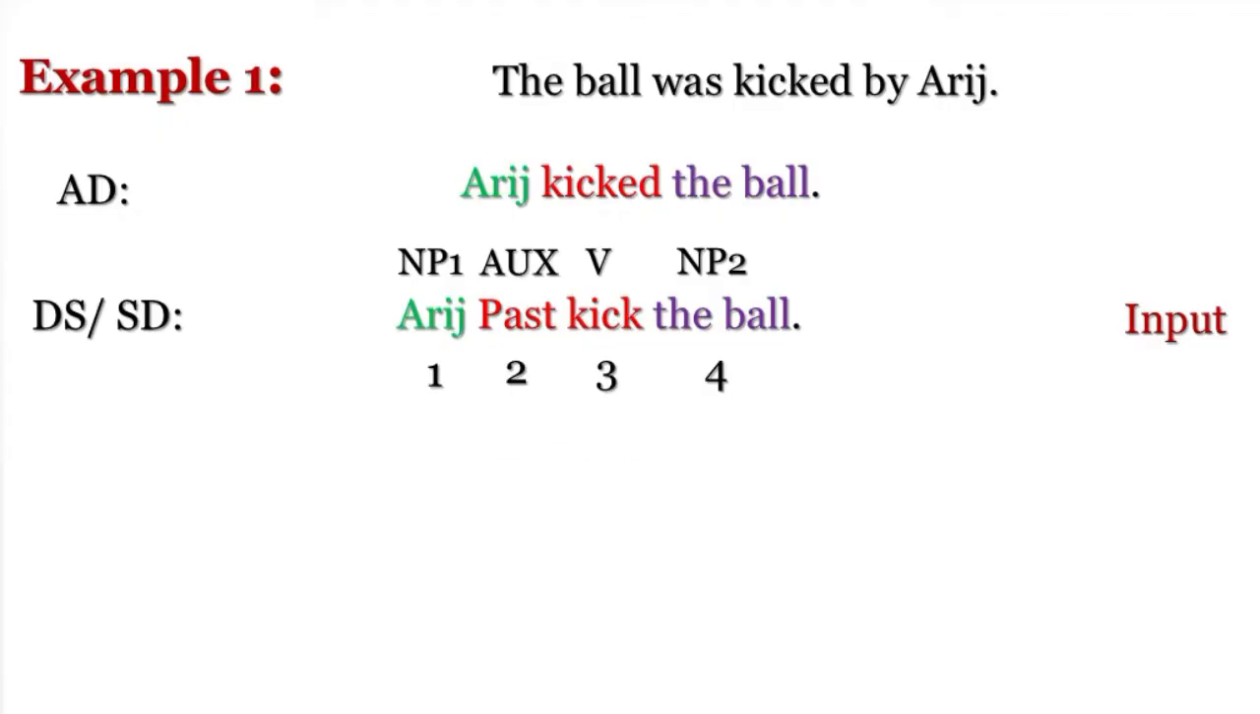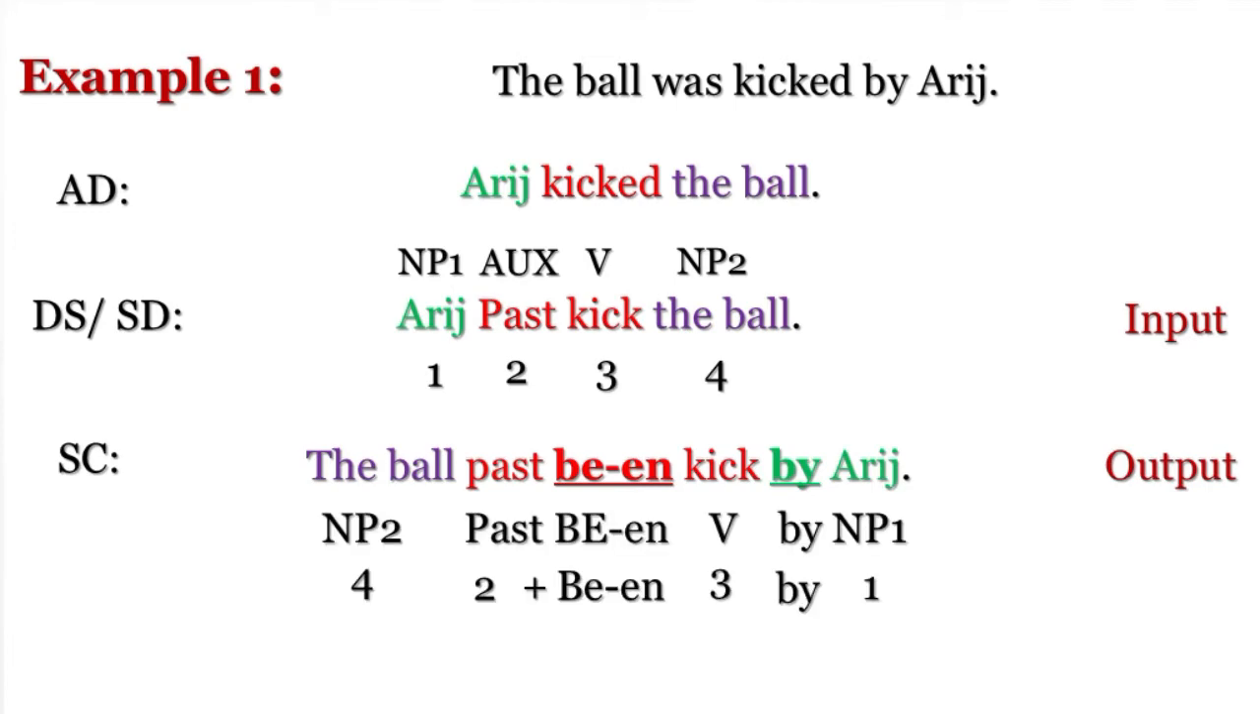This is the input. After we found the structural description, we go through the structural change, the SC, and we switch the order of MP1 with MP2. So the ball comes first, the past, we keep the aux as it was and we add BEN. Then we keep the verb as it was and add the insertion of by and MP number 1, which is Arij. So we have the sentence: the ball passed being kick by Arij, i.e. MP2 pass BEN the verb by MP1.